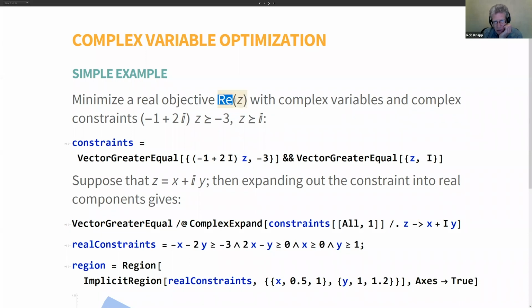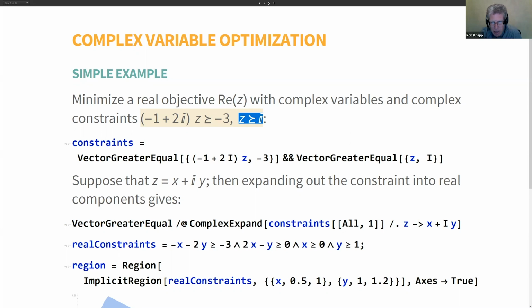The objective for optimization has to be real. Otherwise, you can't talk about a minimum or maximum because there is no such thing as a minimum or maximum in the complex plane. And then we've got constraints that I've expressed as complex constraints. So let's look at this constraint: z is greater than i. What does that mean? Well, notice that that's a curvy greater-equal, and that's using the vector greater-equal inequalities we introduced in version 12.